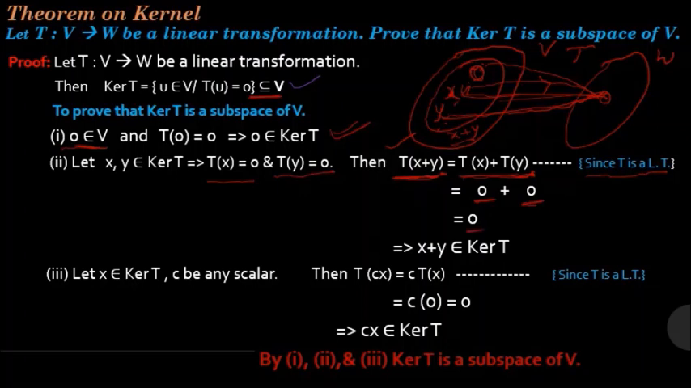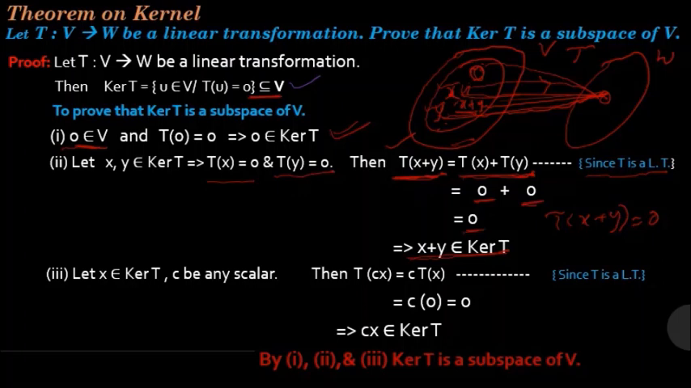So what did you prove now? T of X plus Y is also equal to 0. That means this X plus Y is also mapped to the 0 element. Then where should this X plus Y be? It must be there in the kernel only because it is mapped to 0. So though you take X and Y, two different elements in the kernel, their summation X plus Y is also there in the kernel. Therefore X plus Y belongs to kernel T.